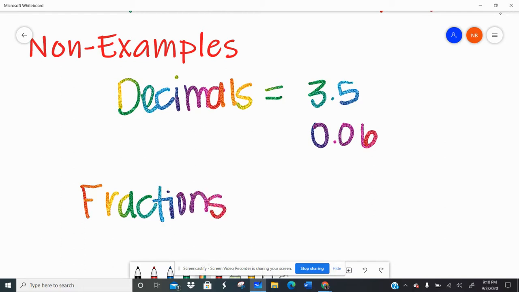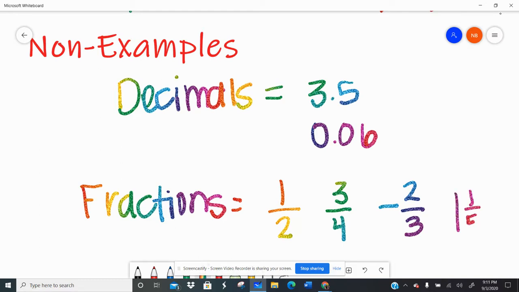Because again, a fraction by definition is part of a whole, which makes it not a whole number, makes it part of one. So like 1/2, 5/10, not an integer. 3/4, not an integer. -2/3, not an integer. And also we can include with fractions those mixed numbers. So 1 and 1/5, not an integer. Anything that is part of something else, not an integer.